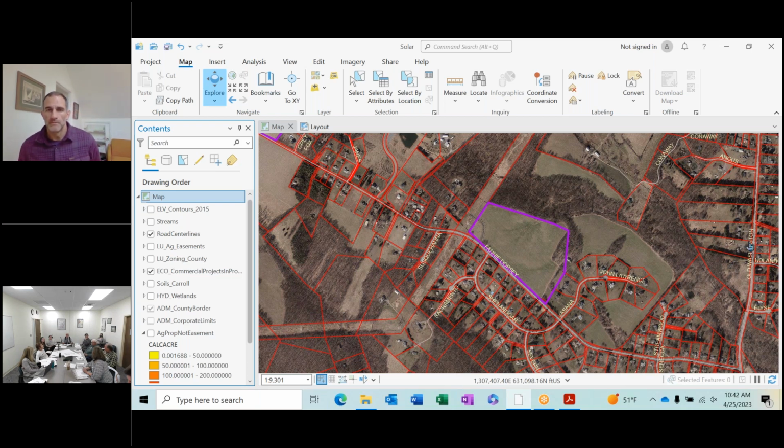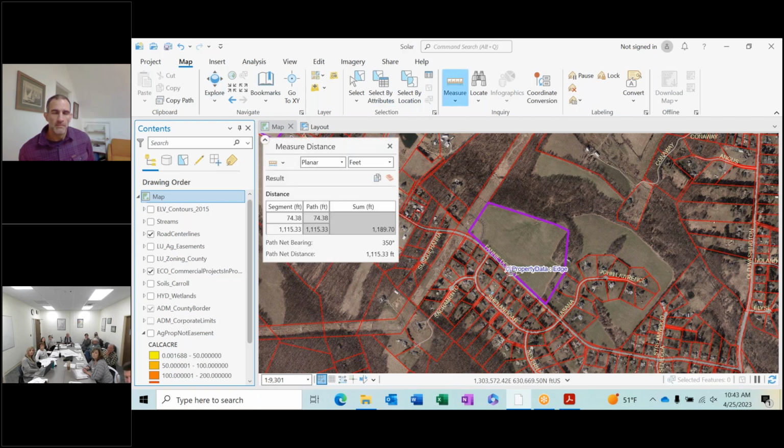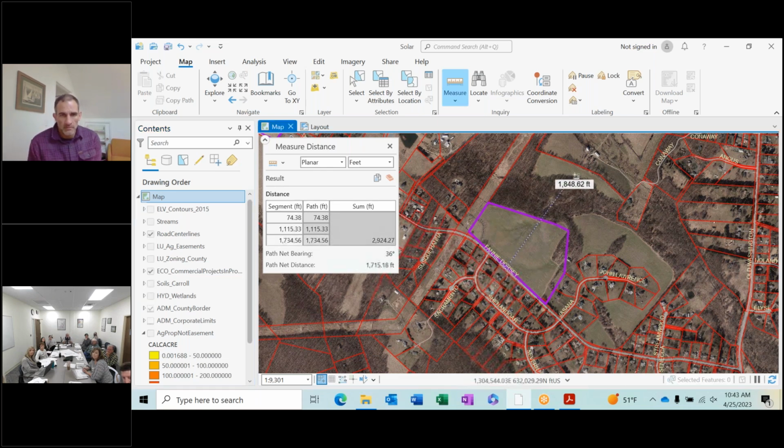Like I say, you could not get a 3,000 foot separation anywhere in the county from a residence. So I pulled up Patty's project. I'll measure one dimension: from Fanny Dorsey to the back of the property is 2,000 feet.